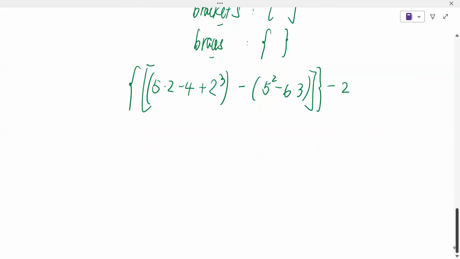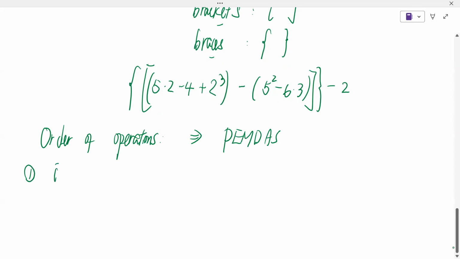Next thing I want to talk about is called the order of operations, right? That's also very, very important. Then most important, using the mnemonic called PEMDAS. So P here represents parentheses, but all the grouping symbols.